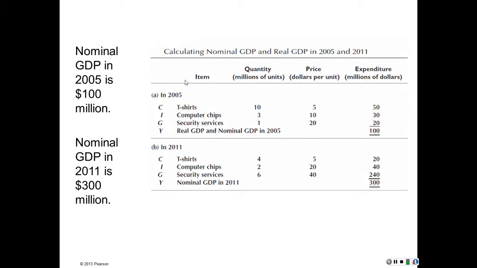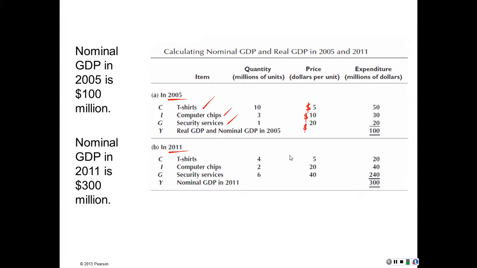Okay? So here we have two years, 2005 and 2011. And you have these three goods: T-shirts, computer chips, and security services. T-shirts make up consumption spending. Computer chips make up investment spending, the purchase of machines by businesses. Security services are part of government spending on, say, national defense. So you have 10 million units of T-shirts, 3 million units of computer chips, and 1 million units of security services produced in 2005. These were the prices per unit.